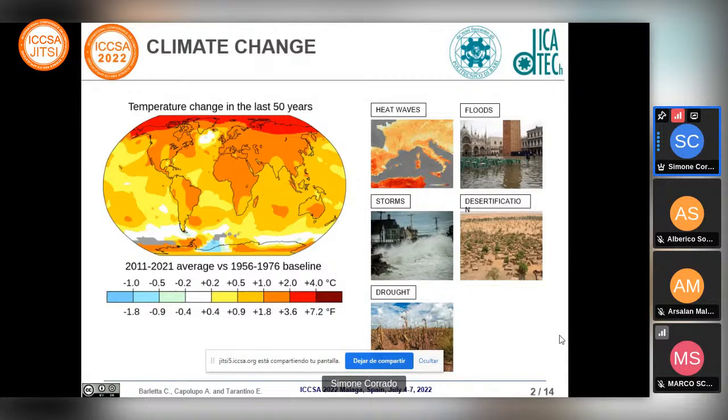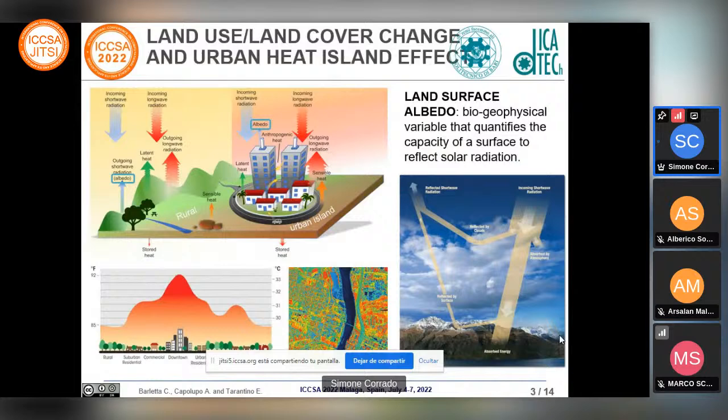surface temperature and an increase of the frequency of events such as heat waves, floods, storms, and other environmental issues as desertification and drought. The urbanization process and consequently the land use land cover change modify the land surface energy balance, and even the albedo, a biogeophysical variable that quantifies the capacity of a surface to reflect solar radiation, is modified. Anthropogenic and non-vegetated surfaces are composed by non-reflective materials, and the absorbed solar radiation is released as heat, triggering the so-called urban heat island effect.